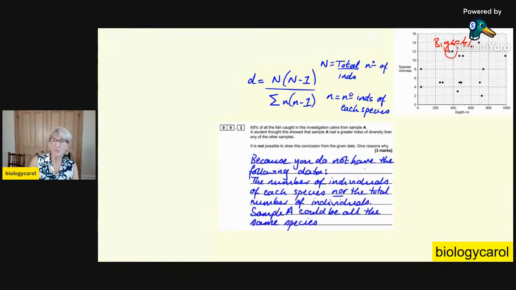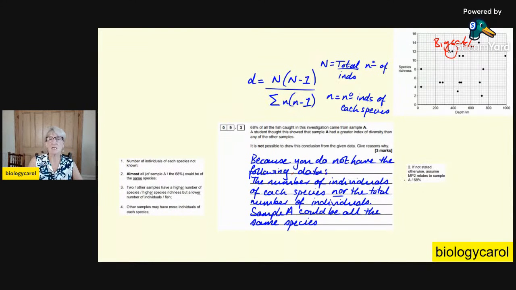So I wrote this because you do not have the following data. You don't have the number of individuals in each species, nor the total number of individuals. Obviously, the total comes from knowing this. I also said that sample A could be all the same species. I'm arguing against the idea that just because it's a big catch, it has a lot of different species in it. It could be a shoal of herring.